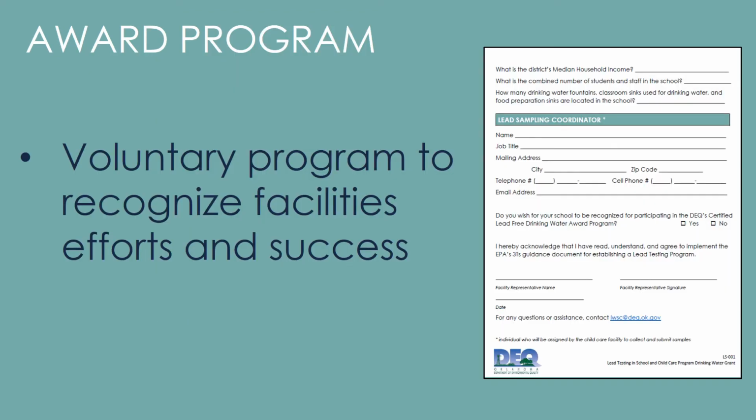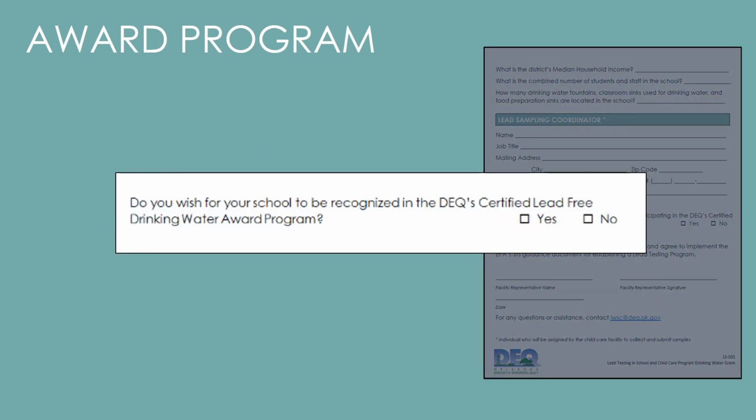The fourth section offers participation in our awards program. This program will recognize the school or facility's success for completing EPA's The 3 T's guidance plan for reducing lead in drinking water through this program. The awards program is voluntary and is not a requirement for the acceptance process.